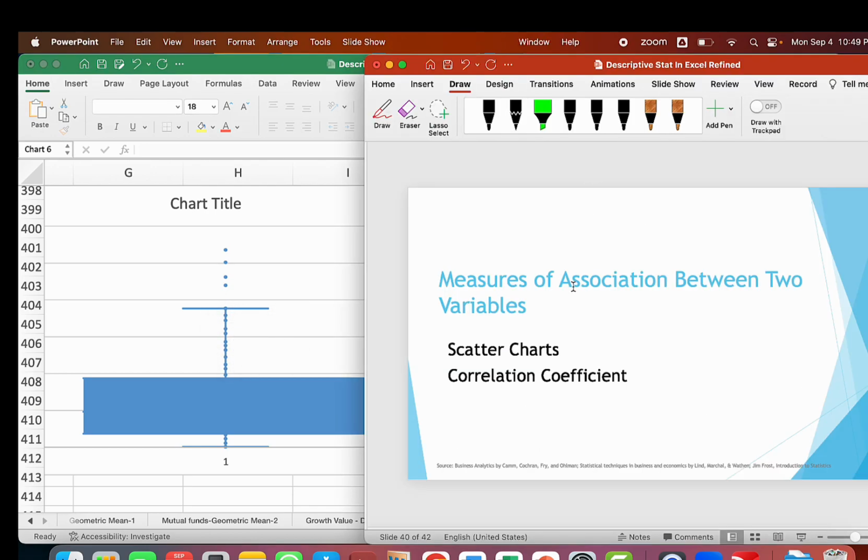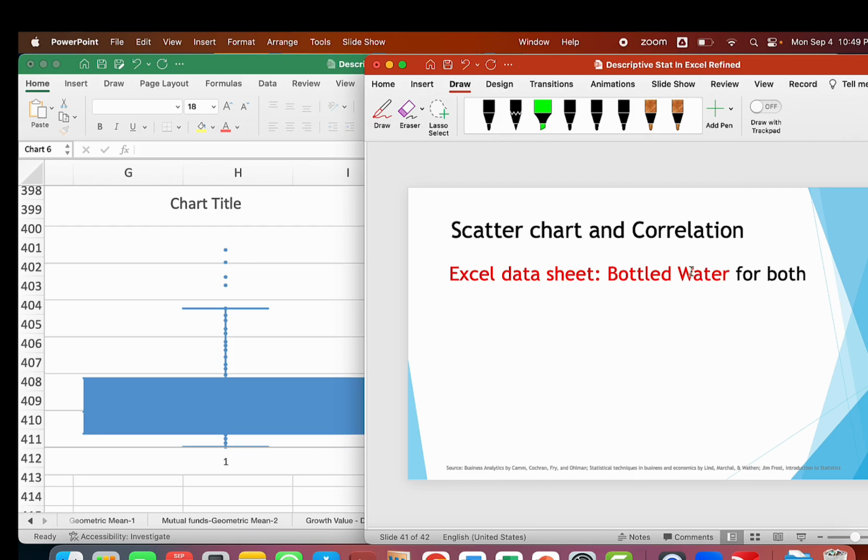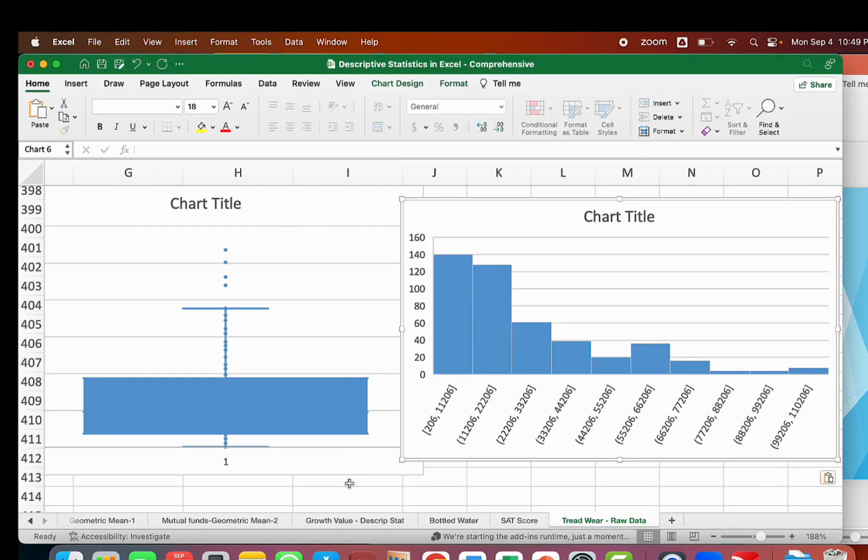The next one is measure of association between two variables. These are two tests. The purpose of them is to find out if there is a relationship between two variables. You will always have two variables. One will be the independent and the other the dependent variable. A scatter chart is visual, and the correlation coefficient is a statistical test. For both of them, we'll be using the bottled water data.